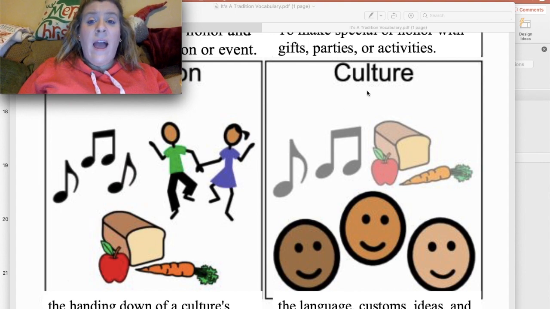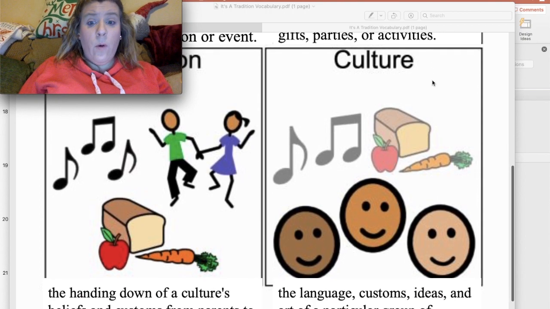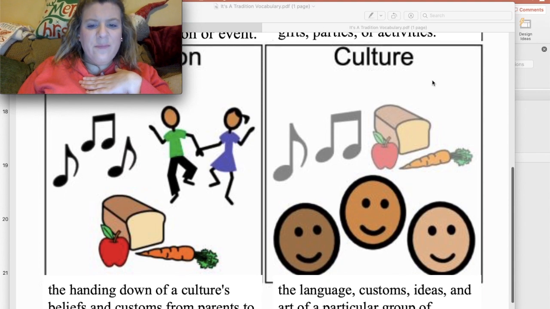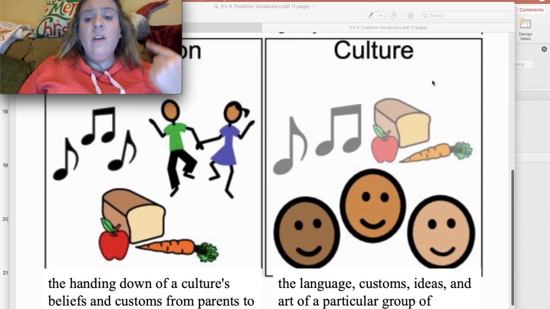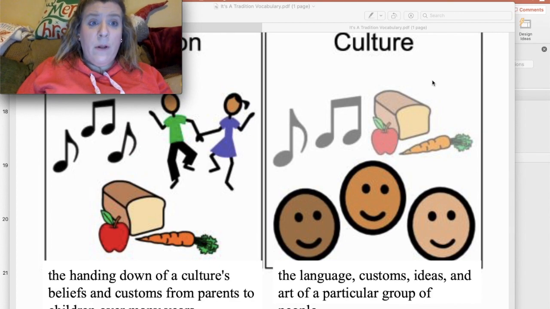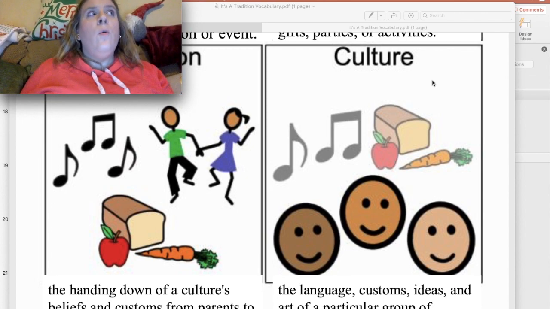And the last word that you might hear is the word culture, and we've talked about culture before. Culture is the language, customs, ideas, and art of a particular group of people. So different cultures have different ways of doing things.